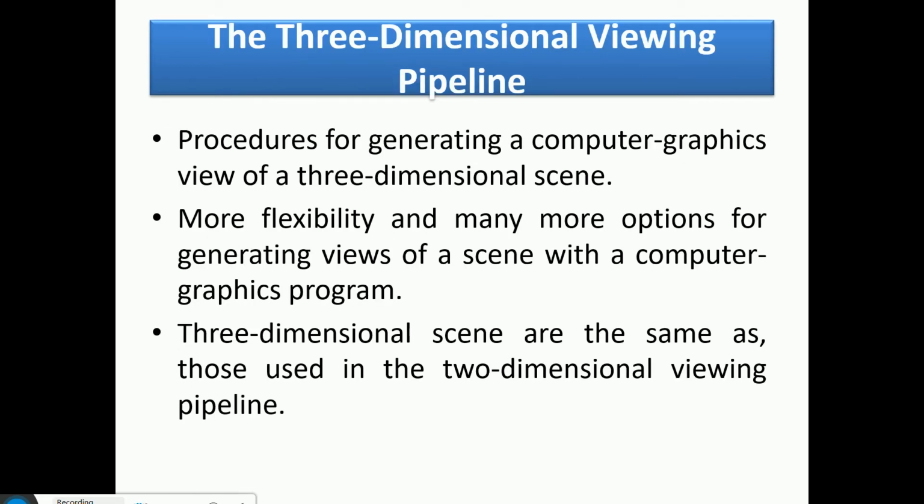Then the next concept is the three-dimensional viewing pipeline. The procedure for generating a computer graphics view of a three-dimensional scene has some steps, and it is very analogous to the processes involved in taking a photograph. First of all, we need to choose a viewing position corresponding to where we would place a camera. We choose the viewing position according to whether we want to display a front, back, side, top or bottom view of the scene.